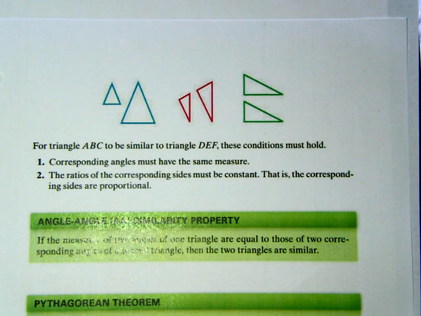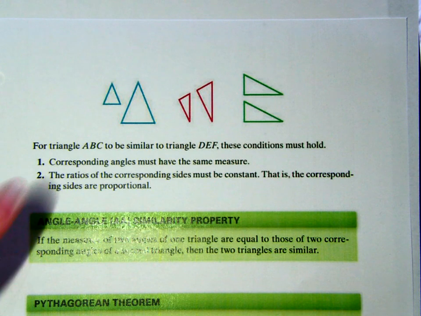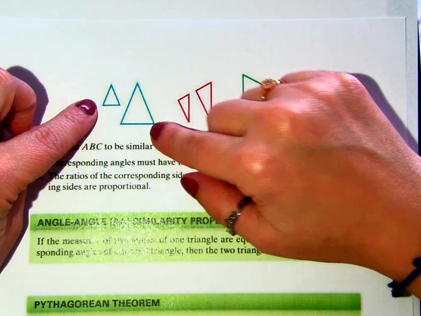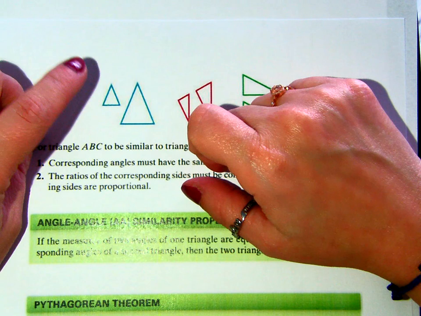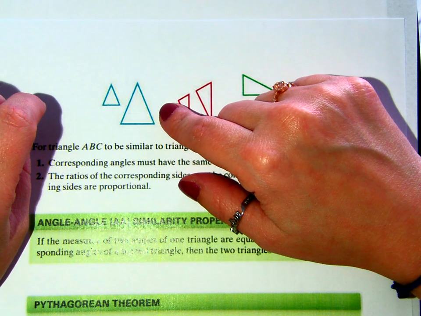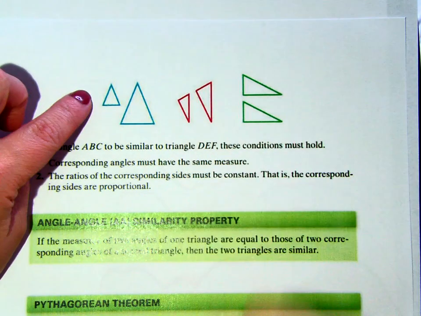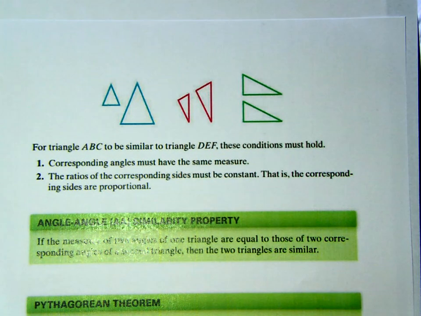So if I'm going from the little blue triangle to the big blue triangle, in order for these to be similar, it has to go like I'm doubling the side length to get there, or I'm halving the side length to get there. There has to be a common ratio to hold. And as long as both of those two things work, then we're going to have similar triangles.